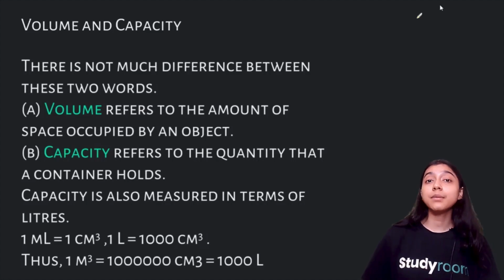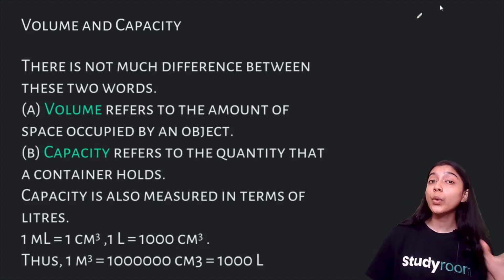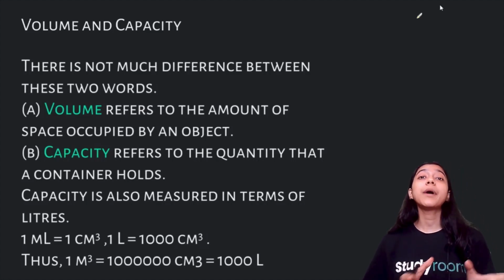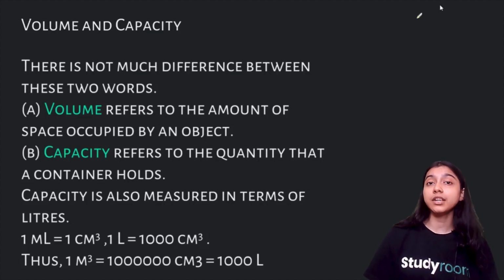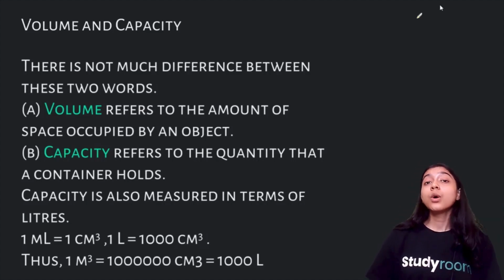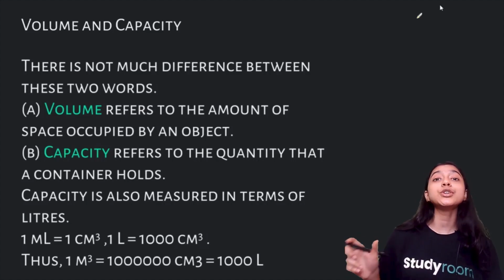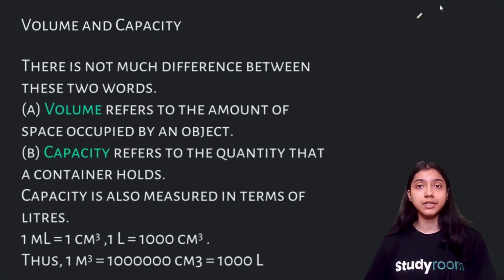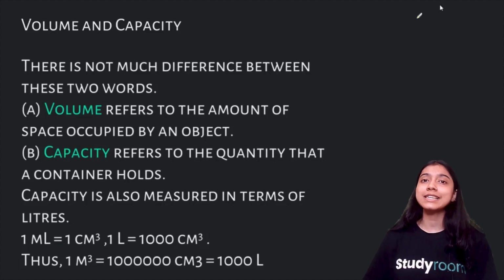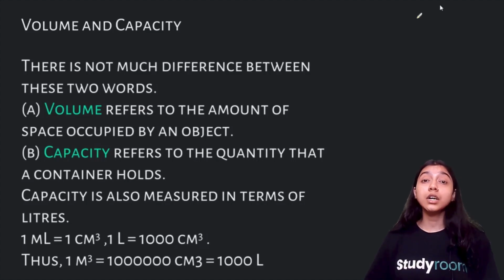If I am saying that the capacity of this bottle is 1 liter, that means that it can hold 1 liter of water. But if I say that the volume occupied by this bottle is 10 centimeter cube, this is the space that the bottle is occupying. So the difference is that when we are talking about capacity, we can even use another unit, that is liter and milliliter. But when we talk about volume, we basically use the cubic units like centimeter cube, millimeter cube or meter cube.